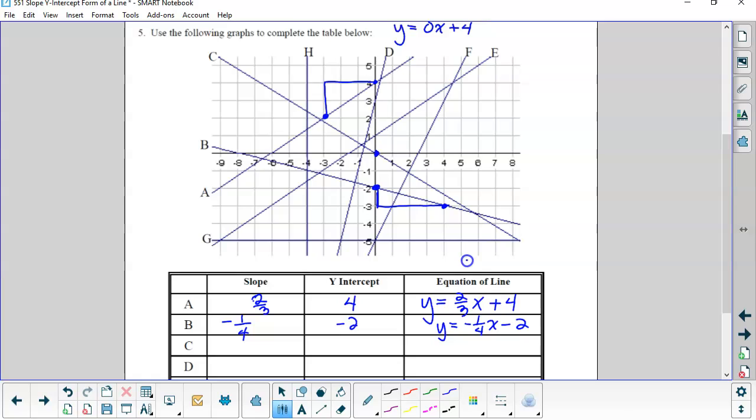C, nice point there. Oh, it's kind of hard to see a nice point, isn't it? Looks like that looks good. So now from left to right, I'm going down 3 to the right 5. Okay, so down 3 to the right 5. Y-intercept for C was 0. So your equation is negative 3/5 x, no constant term. Okay, it goes through the origin, so the y-intercept is 0.